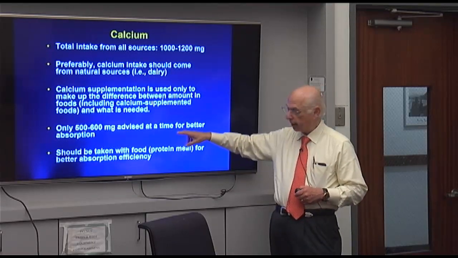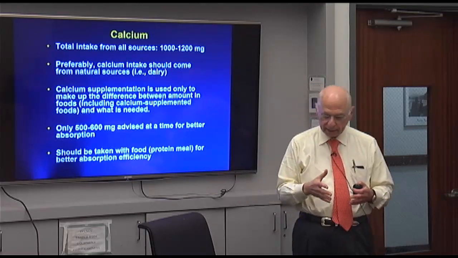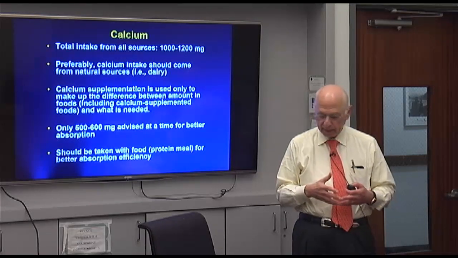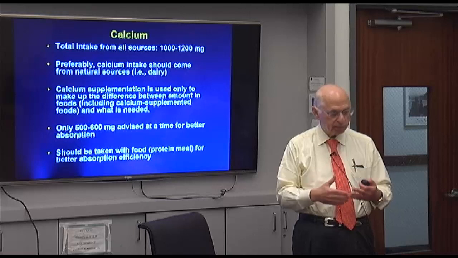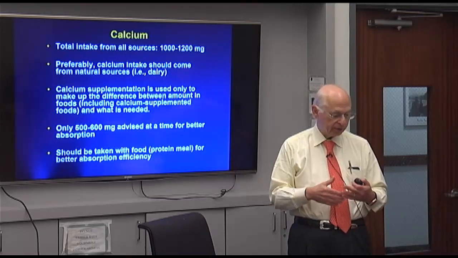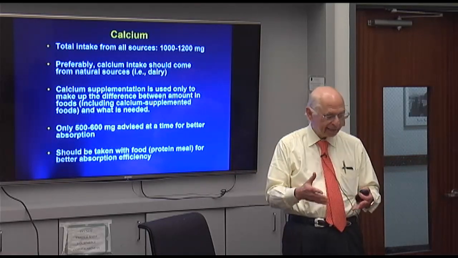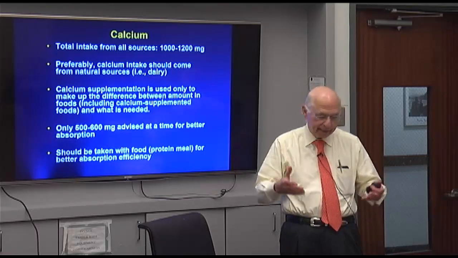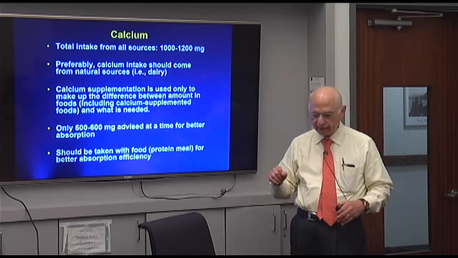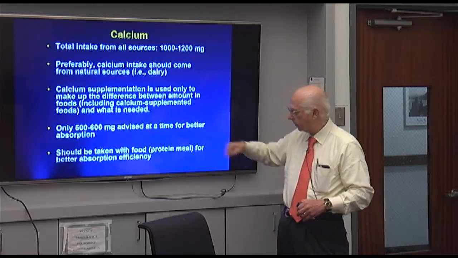If I were to take a calcium supplement, the recommendation is that you take no more than 500 or 600 milligrams at a time. And that is because absorption efficiency rapidly goes down as you take more than that at one time. So if you want to maximize the supplement, somebody's taking 1,000 milligrams, let's say, on a no-dairy diet, you would divide the calcium into 2 tablets, 1 tablet and then another tablet.